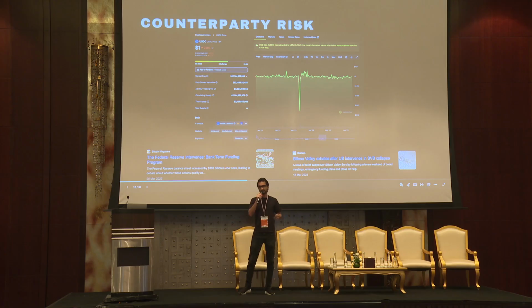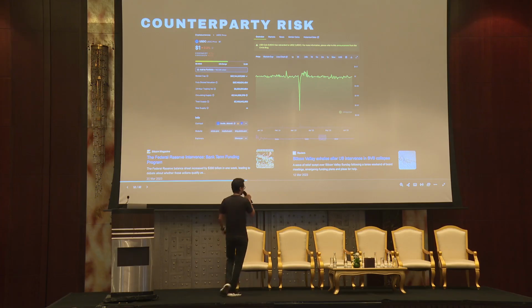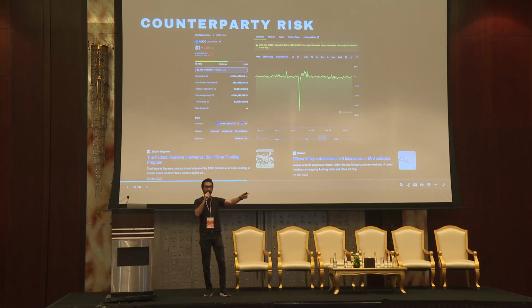Counterparty risk. I mean, this is kind of an obvious one. USDC, you see here, they've had a pretty, I mean, everybody almost forgot about this. Maybe some people in this room never heard of this. Have you guys, who here never heard of USDC price going under $1? You've all heard of it. You've all seen it. Okay, good.